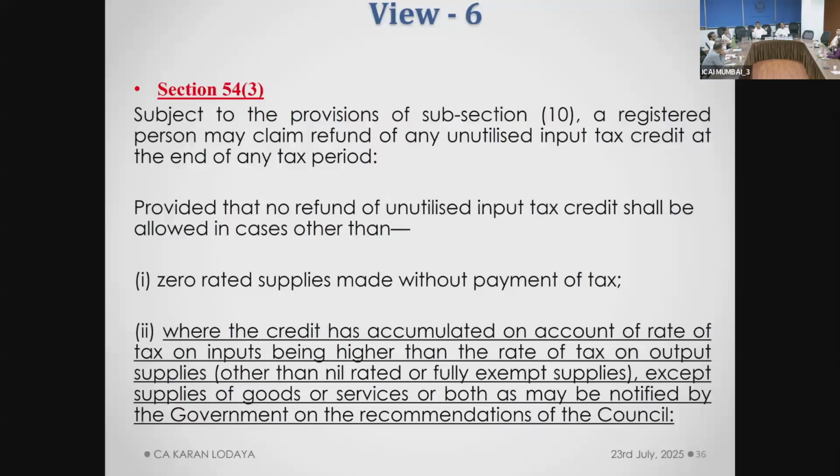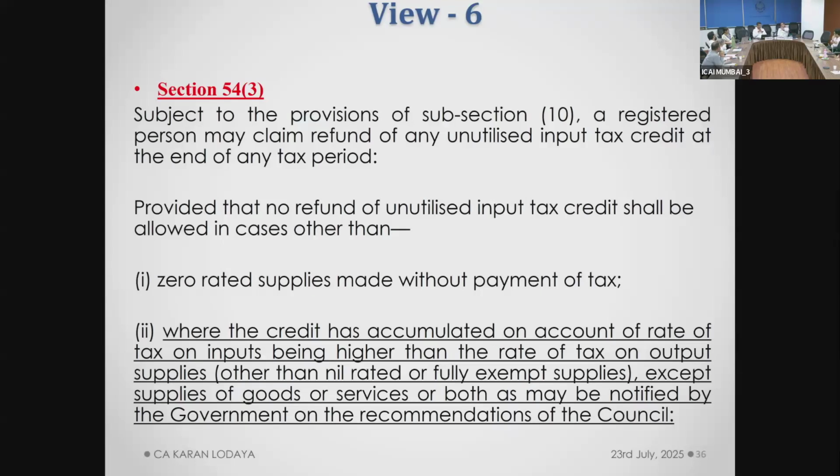So that means you are claiming for opening stock. Only to that extent. Only to the extent of stock on hand. You will not get it for the stock on hand. But sir, this accumulation, no? Accumulation of credit is there.